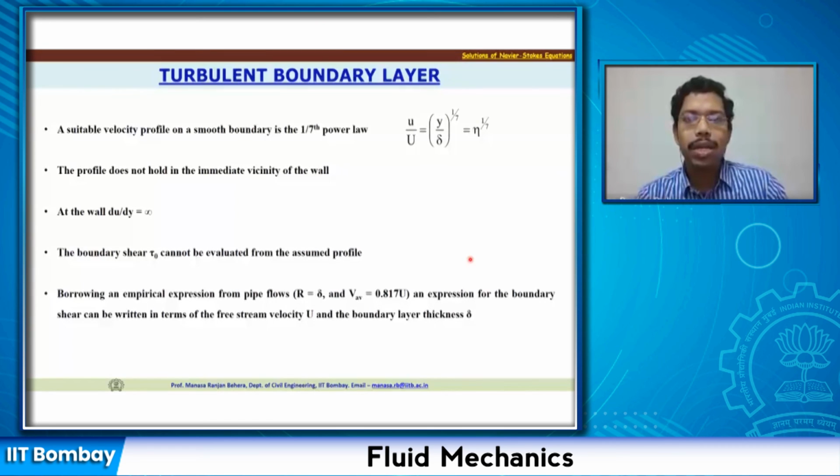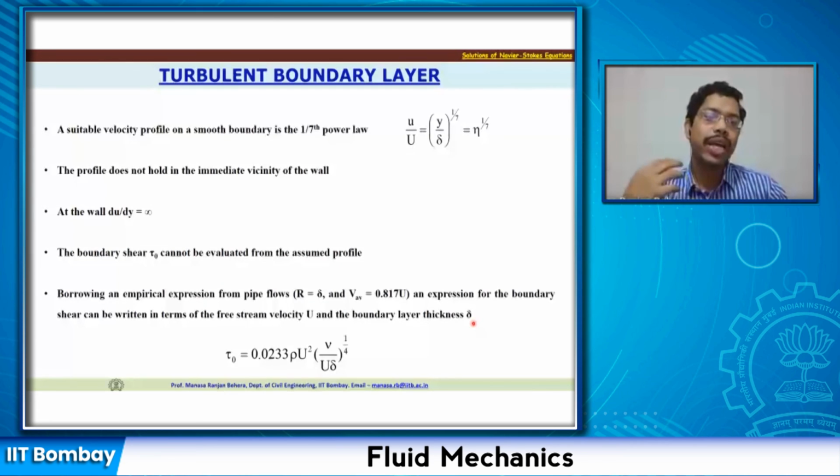Okay, and taking these values for the boundary shear, we can derive the boundary shear and write it in terms of the free stream velocity u and the boundary layer thickness delta. So we can write tau 0 at the wall as equal to 0.0233 rho u square (nu by u delta) to the power 1/4. Based on the derivations, this is the shear stress at the wall for the turbulent boundary layer.